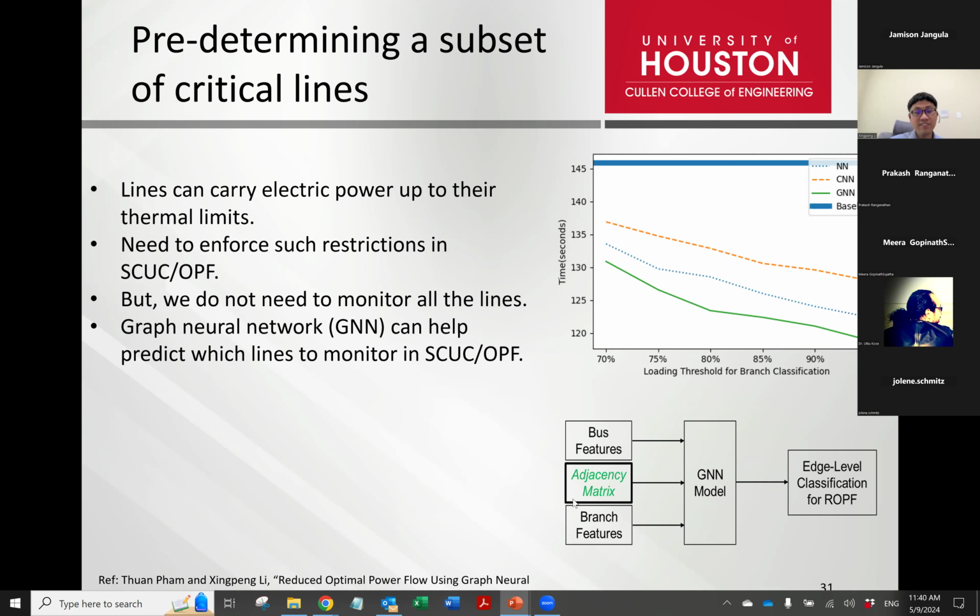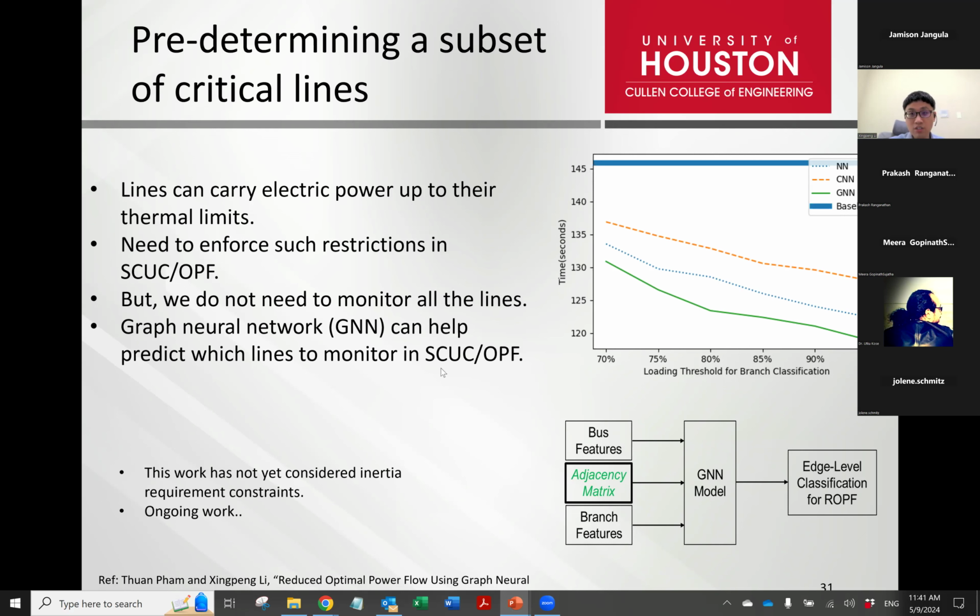Again, this is a third, different machine learning model. The input features could be the same, but the output will be different. For this machine learning model, the output is the line classification results. It's binary classification, either one or zero, because we just want to know whether the line would be congested or not. If the answer is no, then we don't need to include this line in the optimization model. If the answer is yes, then we need to monitor this line and add the line flow limit constraints in the model.